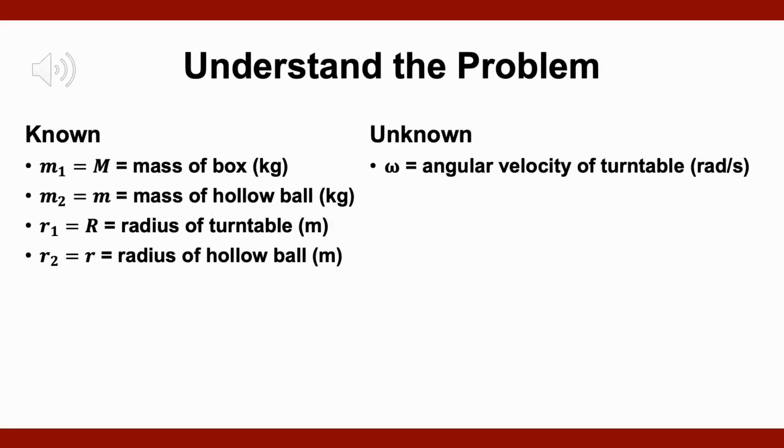From the problem statement, we know the masses of the box and the hollow ball. M1, or big M, is the mass of the box in kilograms. M2, or little m, is the mass of the hollow ball. We also know the radius of the turntable and the radius of the ball. R1, or big R, is the radius of the turntable, in meters. R2, or little r, is the radius of the hollow ball, also in meters. These variables and their units are listed here. However, we need to find the angular velocity omega as a solution, which is unknown.